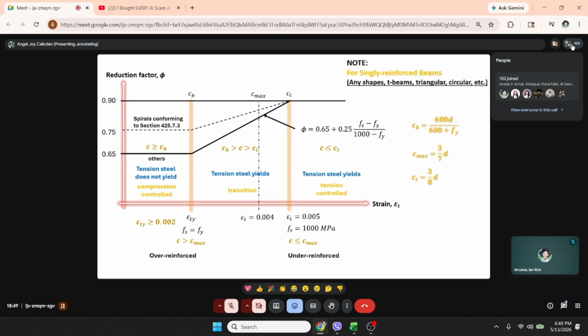And kani nga graph is for singly reinforced beams, but pwede siya any shapes like T-beams, triangular, circular. Kung kanina in terms sa rho, kani in terms sa c. So, same ra gihapon. Diri kay sa balance, diri sa tension control, then transition sa tunga.